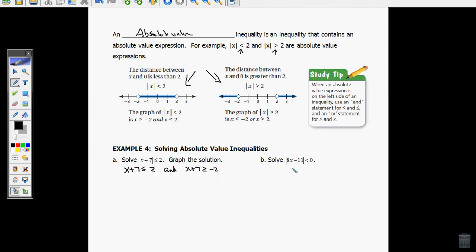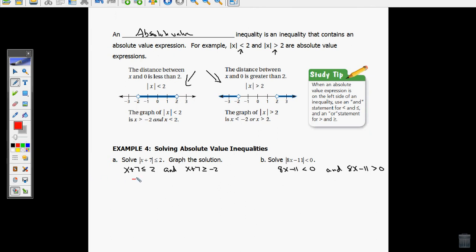Now this one over here, let's just set this one up as well. Says that the absolute value is less than 0. So less than implies that I'm looking at an AND type situation where I have 8x minus 11 less than 0 and 8x minus 11 greater than 0. Perfect. Now let's do some solving.